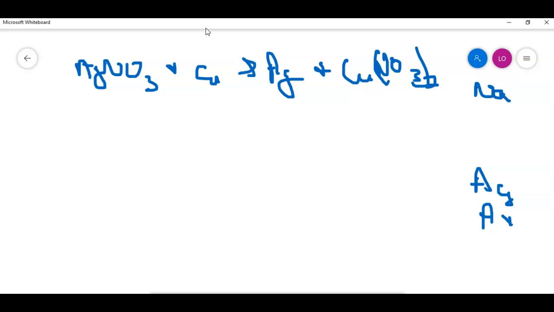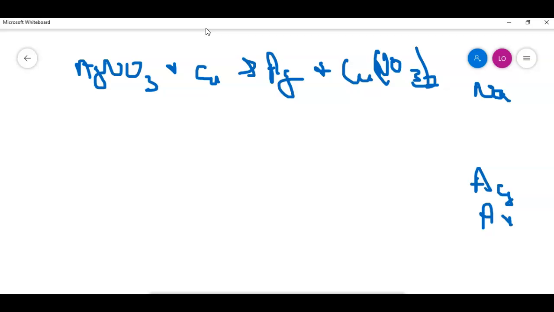Copper is less reactive than silver. The most reactive on that chart, Alden, is at the top. So sodium and potassium and all that's at the top, and silver and gold is at the bottom. Is that what the list you have there shows?